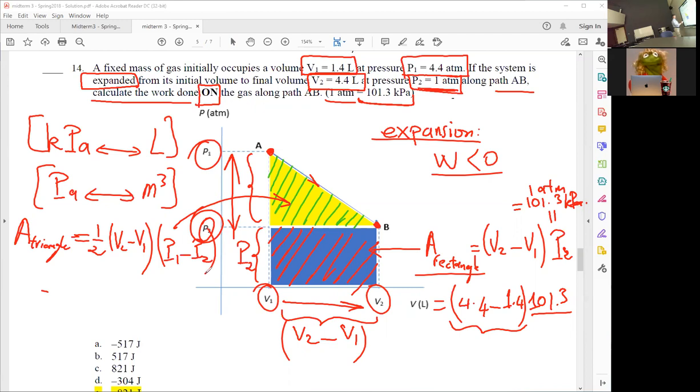Now, same idea, I'll plug in the numbers. So it'll be 1/2, final volume 4.4 minus initial volume 1.4, and then multiplied by P1, sorry, P1 is 4.4 atmospheres, 4.4 minus 1 atmosphere. But we don't keep the pressures in atmosphere. We have to multiply them by 101.3 in kilopascals. Okay? I hope it's all clear. Now, this will give me the two areas. Okay?